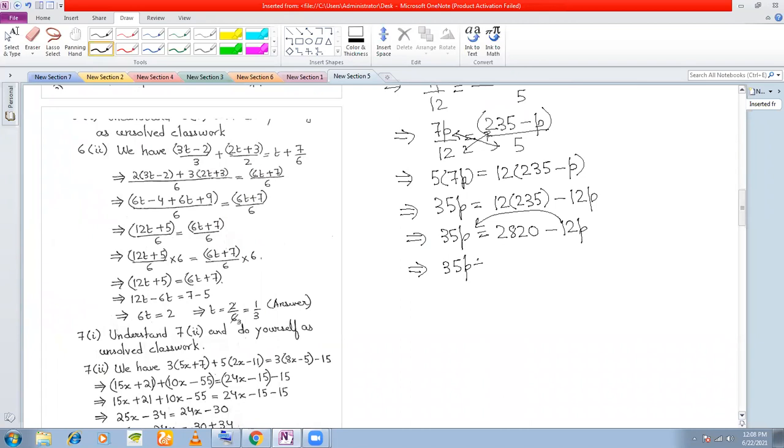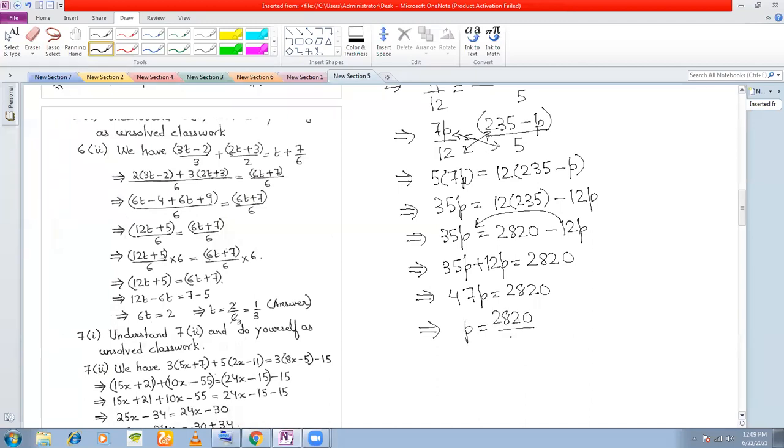35p plus 12p is equal to 2820. So this becomes 47p is equal to 2820. Okay, we have brought the variables on one side. So this completes your step 2. What is step 3? To make the coefficient of p as 1. So we divide both sides by 47.